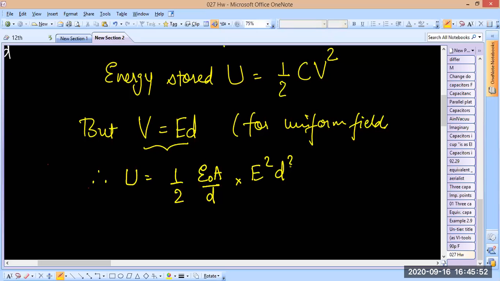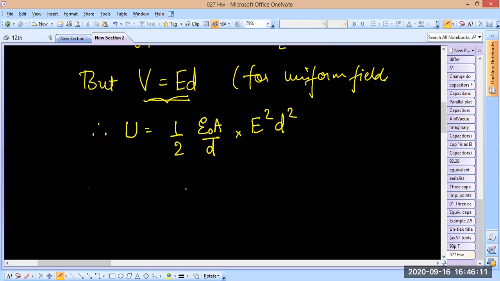Is this clear? Right? I'm putting this value in C's formula. Just one step is left. What we are going to do is cancel the D out, and do you realize we will get it like this, right? But what is A into D?